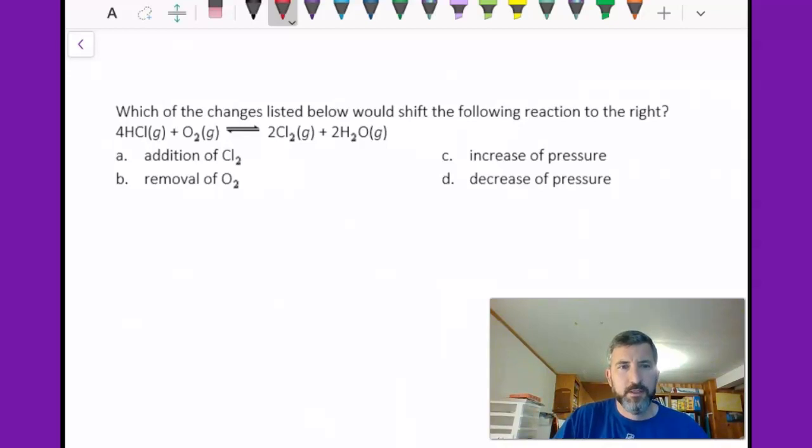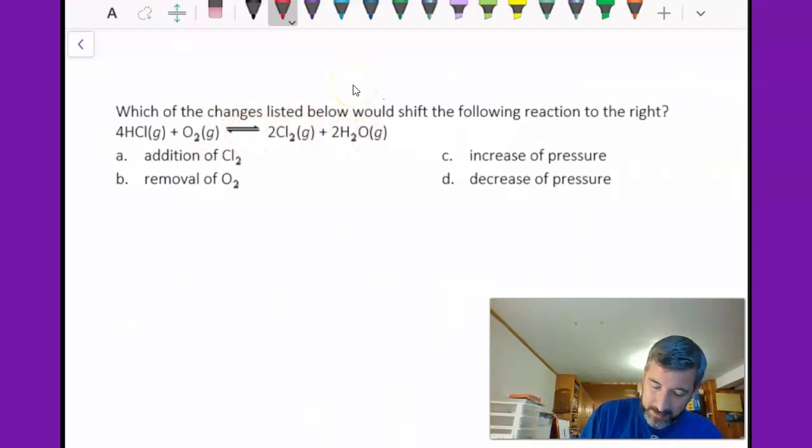Okay, so let's take a look here. Which of the changes listed below would shift the reaction to the right or shift it forward? Would adding more Cl2 do that? If I add more Cl2, what's the reaction going to try to do? Right, it's going to try to use it up, which means the reverse direction would be favored. So that's not a viable answer.